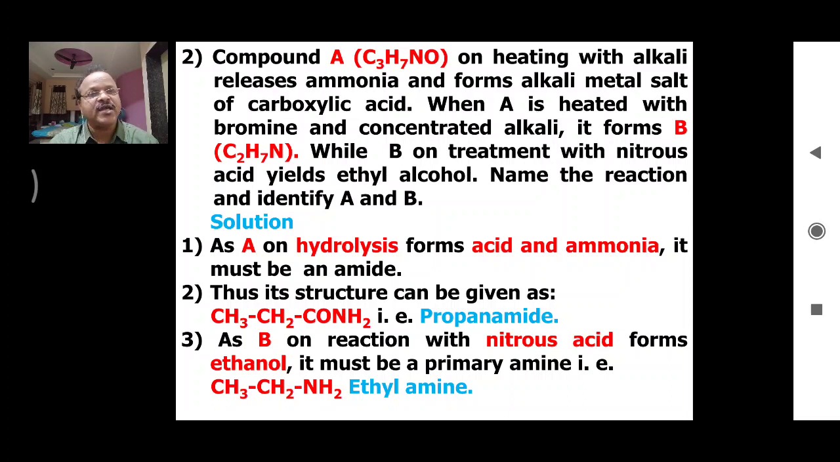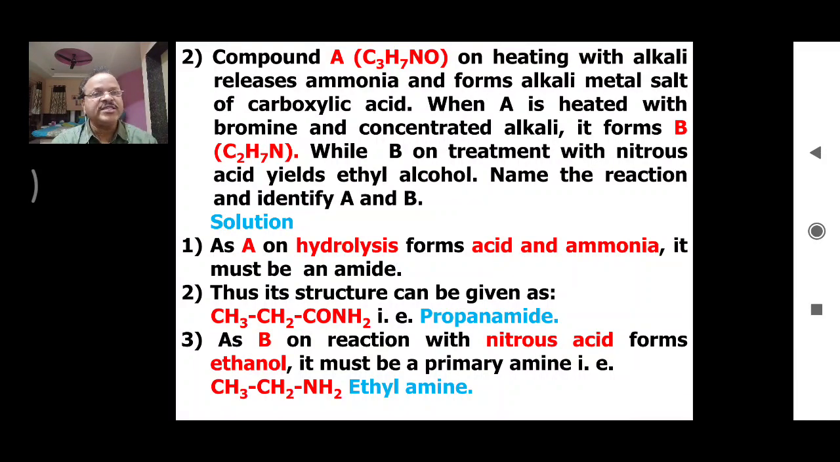Name the reaction and identify A and B. In this problem, compound A, its molecular formula is C3H7NO, is heated with alkali, it releases ammonia and forms alkali metal salt of carboxylic acid. So this much information of compound A is given in this problem.